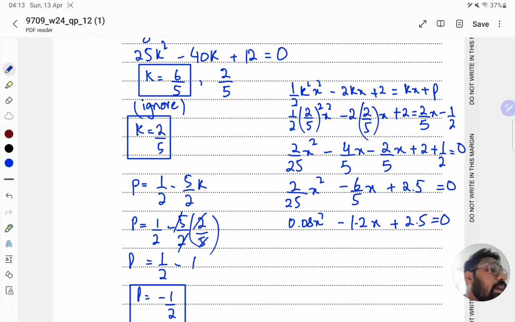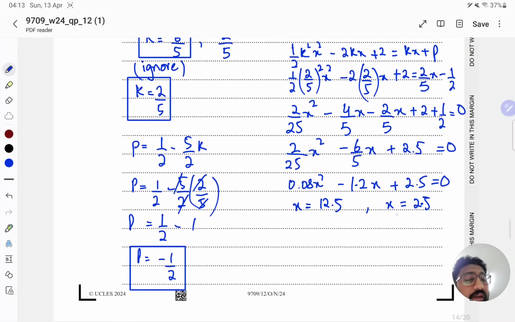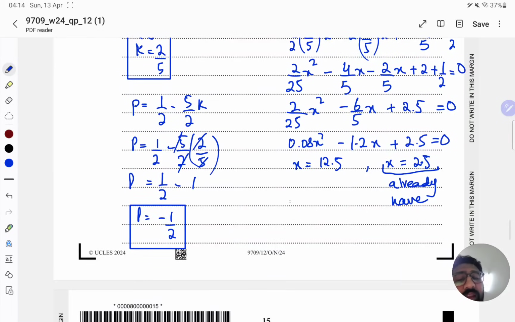I'll put it in the calculator: 0.08, minus 1.2 and 2.5. So one value of x is 12.5, and the other value of x is 2.5, which is 5/2. Yes, we already have this. So this is the other point that he is talking about.